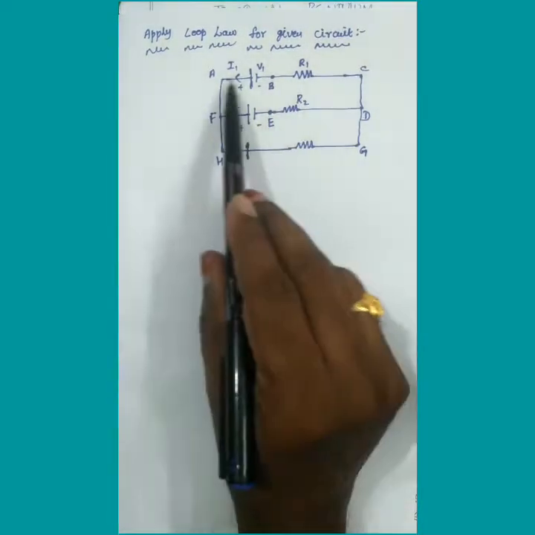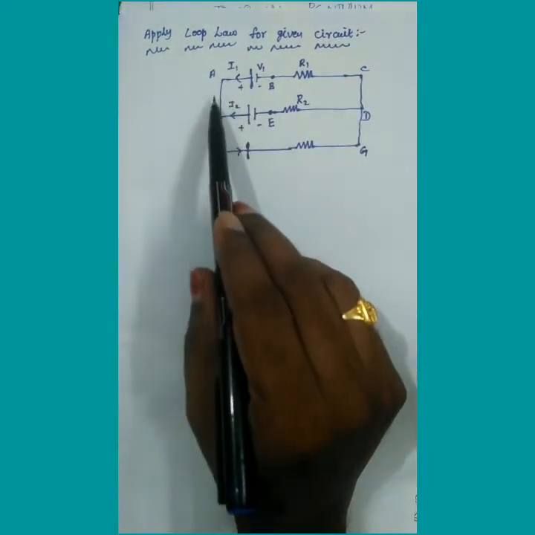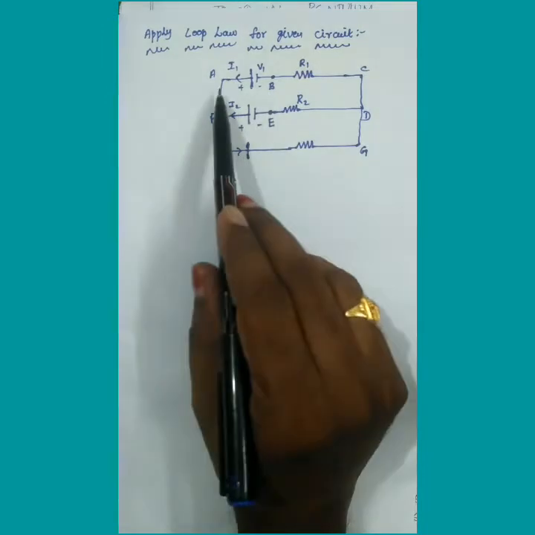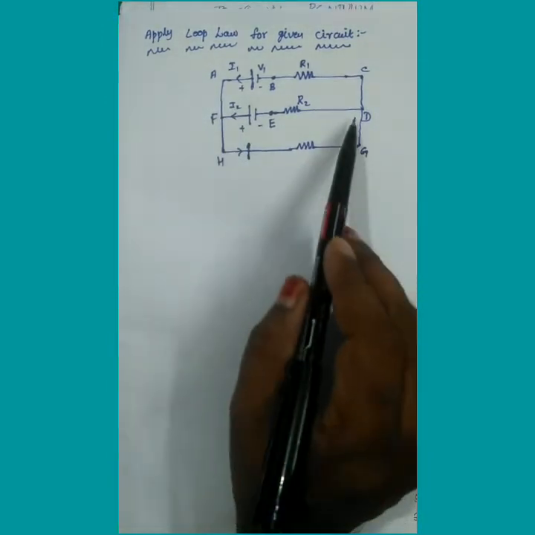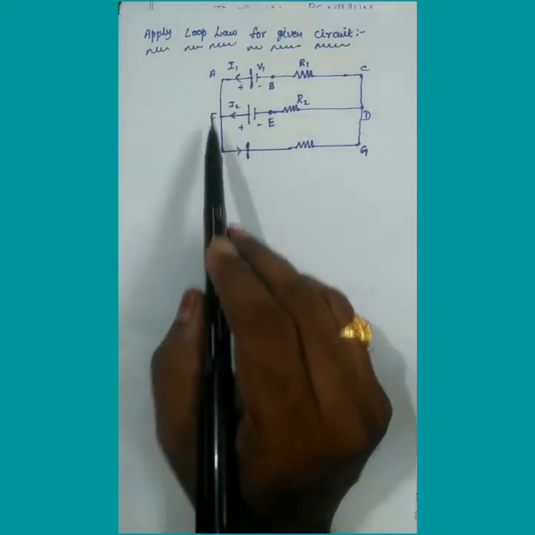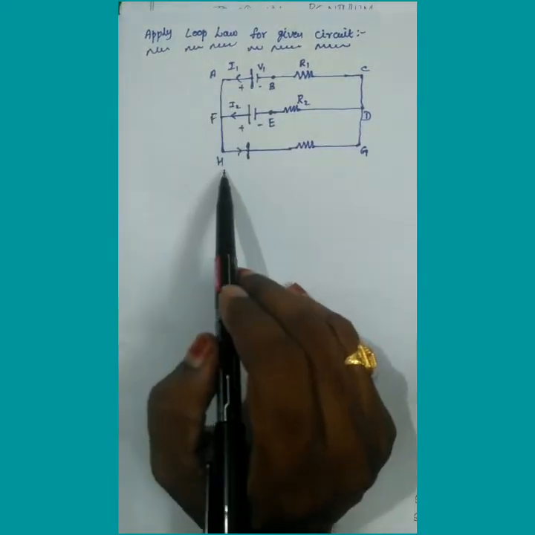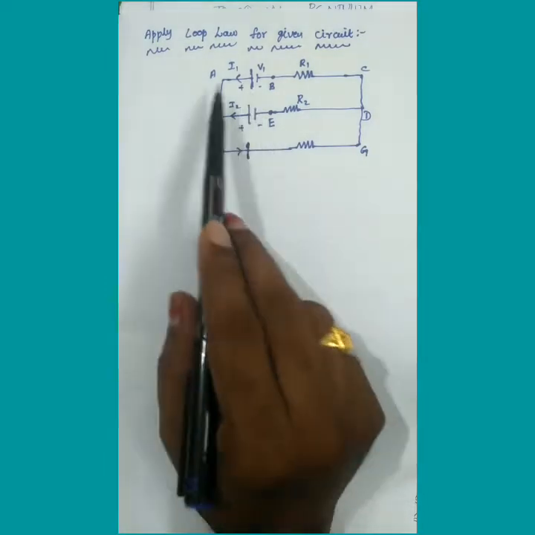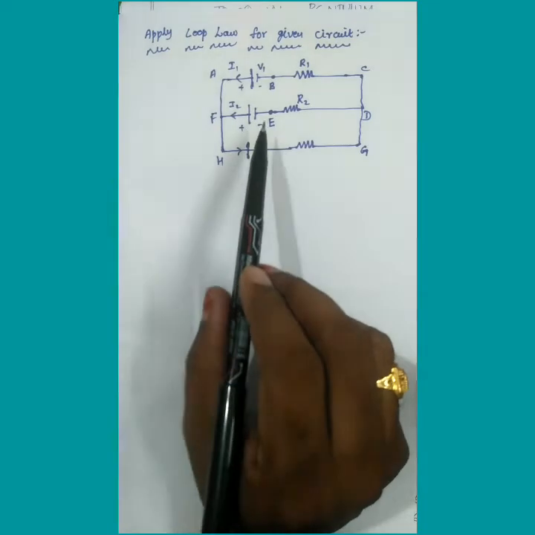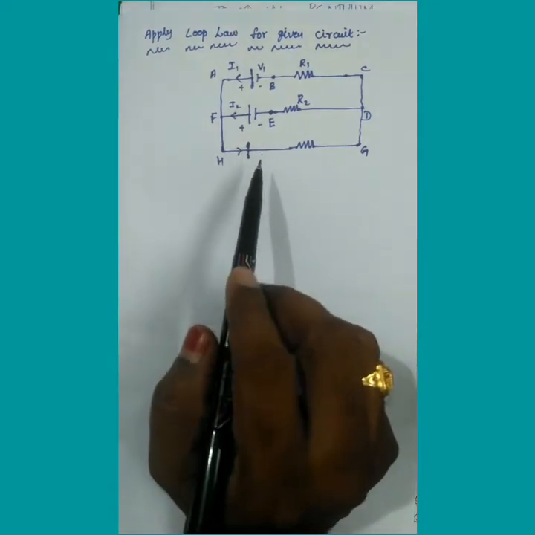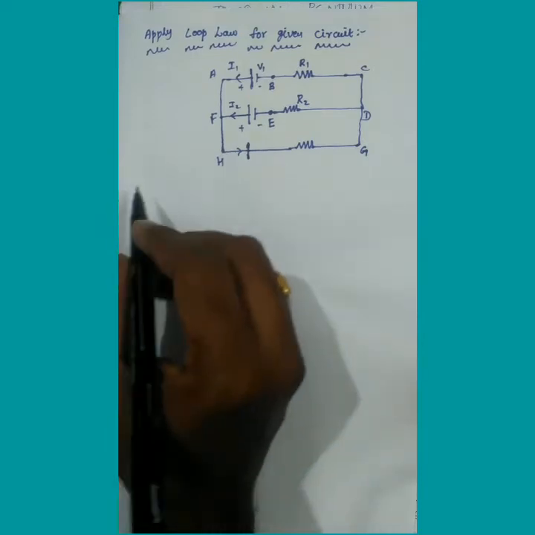At the same time, we may take the loop in the anti-clockwise direction. That means A, F, D, C, B, A is one loop, and F, H, G, D, E, F is another loop, and H, G, D, C, B, A, F, H is another loop. So in this we are going to apply the law six times. One by one I would like to explain it to you.